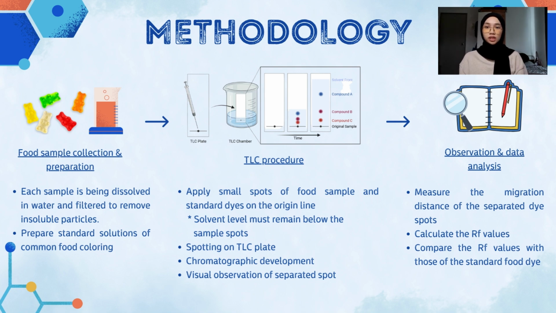Lastly, observation and data analysis. Visually examine the separated dye spots and measure their migration distance. Compare the obtained RF value from the food sample with those of the standard food dye. A sample spot showing a similar RF value and color appearance to a standard dye can be identified as containing that particular artificial food coloring.